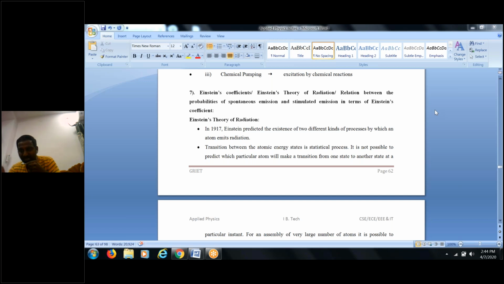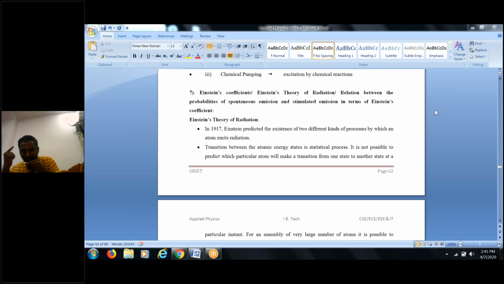That is the first prediction done by the scientist Einstein in the year 1917. And the second one: out of these two processes, absorption and emission, the role of emission is very, very important to get laser light. And he proved these two predictions. What are the two predictions?